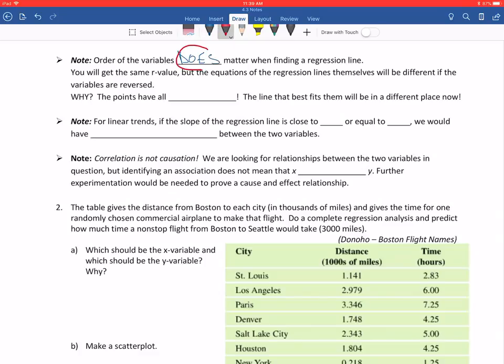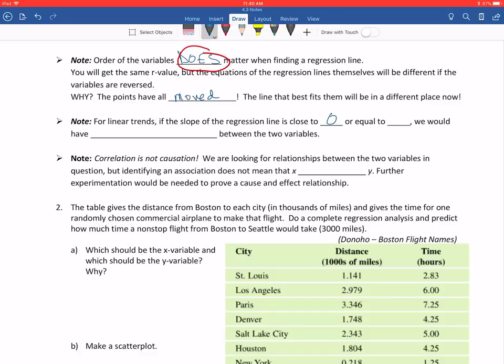Now it says, note, the order of the variables does matter here when finding the regression line. Remember, in the last section, we talked about how reversing your variables does not change the R value, but it will change the regression equation when the variables are reversed. Why does this happen? Well, all of your points have now moved. So the line that best fits them will be in a different place now. So this is something very important to keep in mind. The regression equation will change even though the strength and that R value won't.